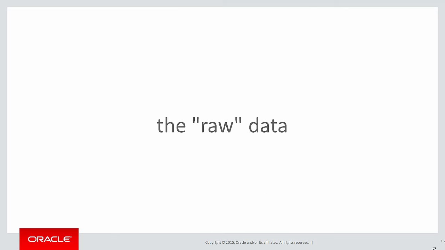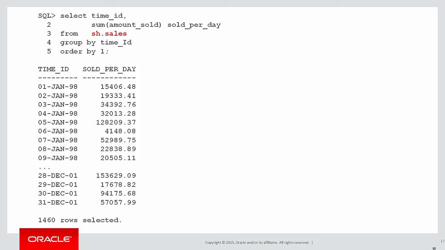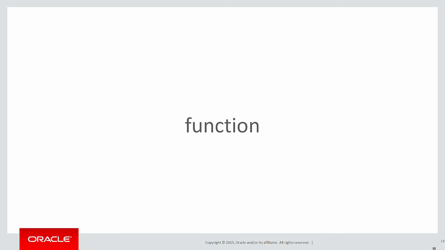Let's look at the raw data. What we'll do with our raw data is we'll use the pre-supplied S8 schema, which you can find in Live SQL, on the sales table. And what we've done is we've taken all the data and rolled it up into one row per day. We've got the amount sold per day from 1998 all the way through to 2001. Using that now, we're going to build up our analytic function.